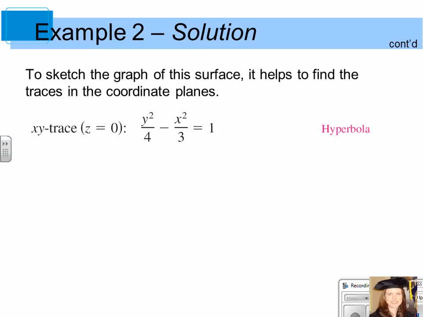To sketch the graph of this surface, it does help to find the traces in the coordinate planes. To find the xy trace, you're going to set the z in the original equation equal to 0 and simplify. When you simplify that, you get y squared over 4 minus x squared over 3 equals 1. That is a hyperbola, and you may have to go back to your pre-calc classes to refresh yourselves on how to sketch hyperbolas.